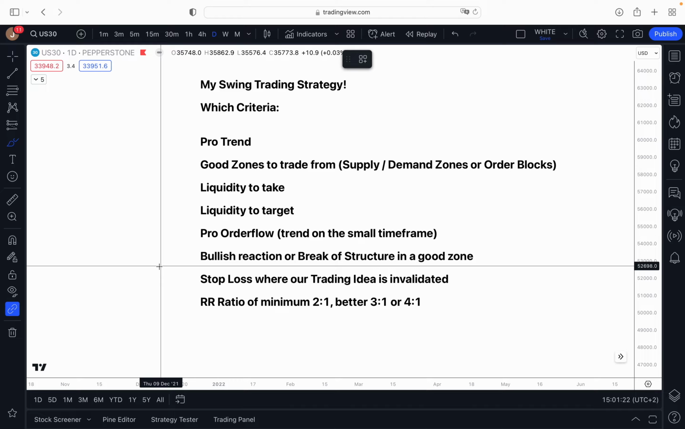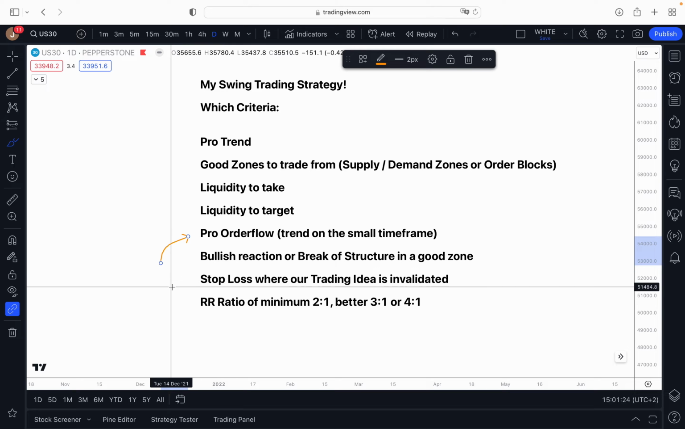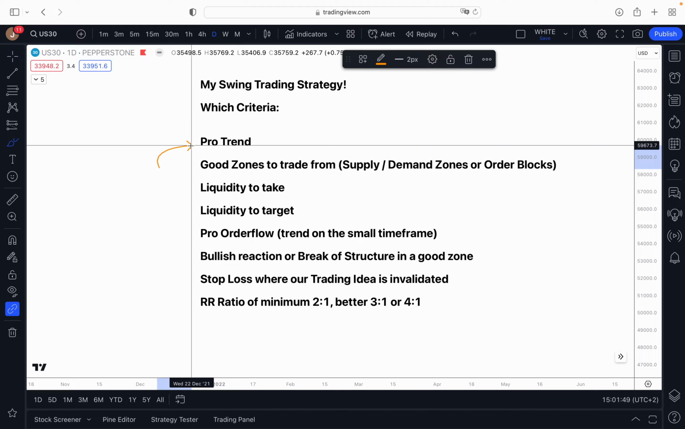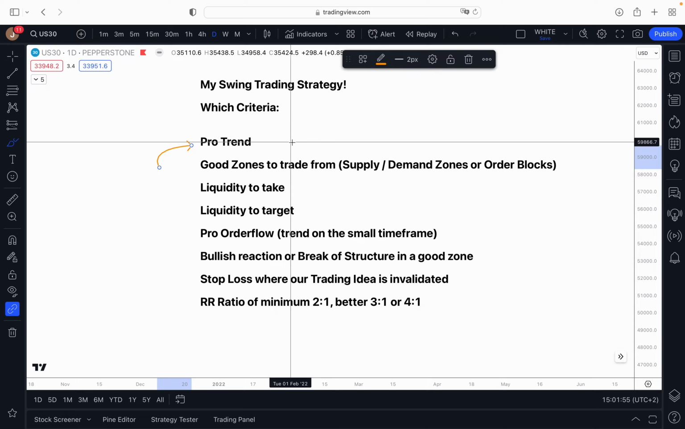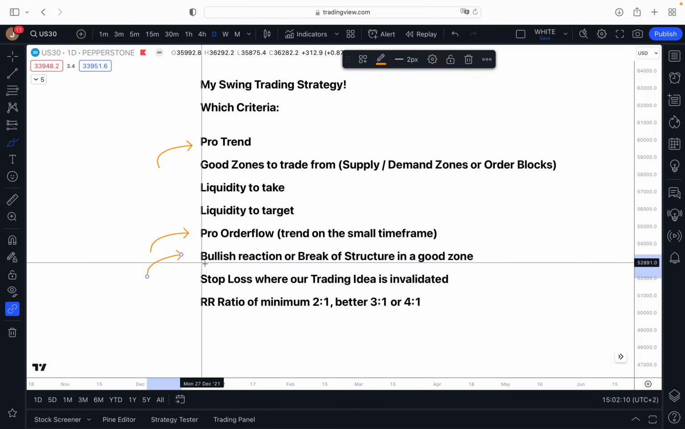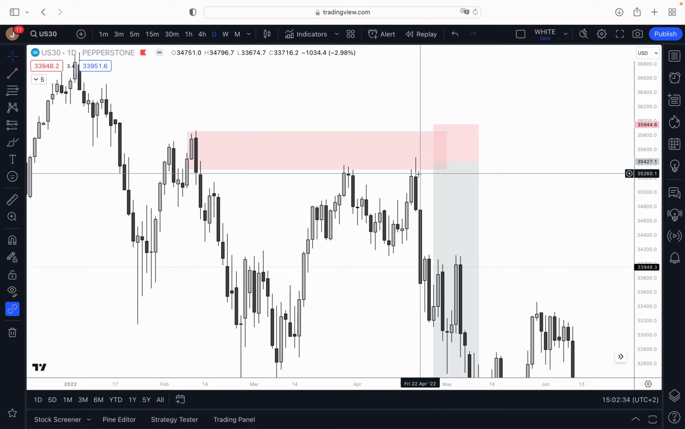The next important thing is that we see a pro order flow. It's a trend on the smaller time frame, so the perfect swing trade has to be pro trend. So on the higher time frame we are in a trend, and we have a trend on the smaller time frame as well. Ideally we want to see a reaction and the break of structure in the supply demand zone or order block.